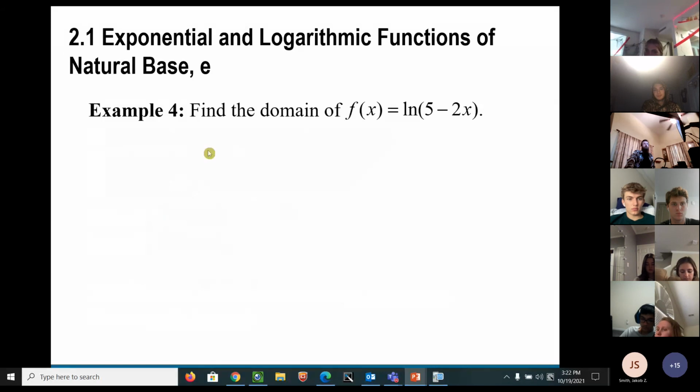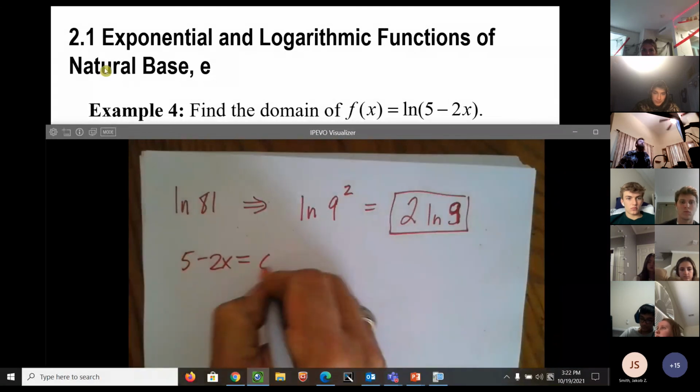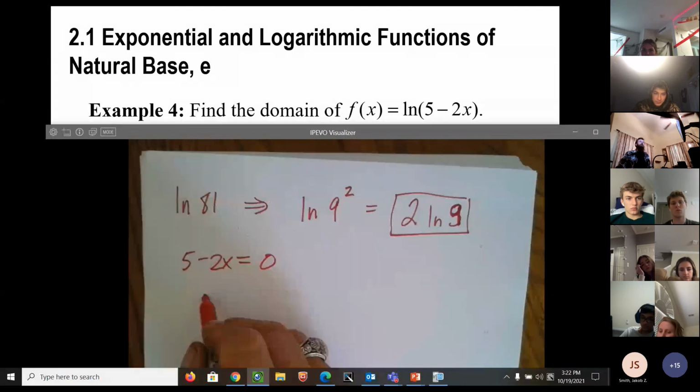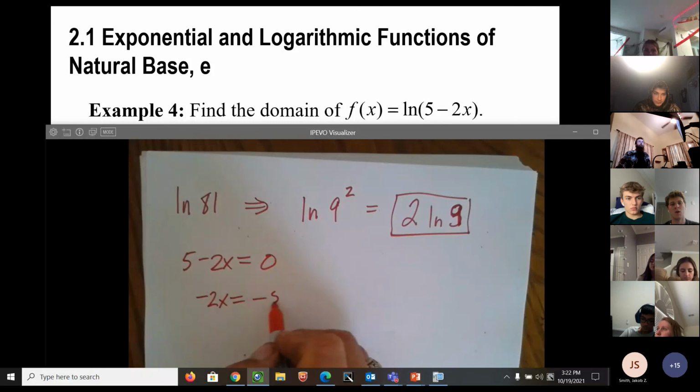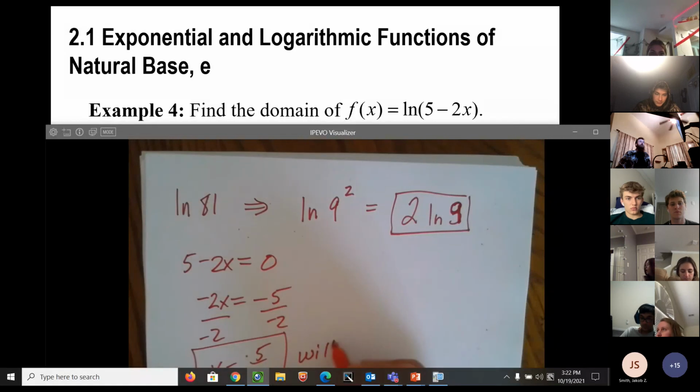Find the domain. Find the domain. 5 minus 2x. You can't have anything below 0. So in this case, you set the inside the parentheses equal to 0. 5 minus 2x is equal to 0. Negative 2x is equal to negative 5. Divide by negative 2. X is equal to 5 halves. Now 5 halves will give you a 0.